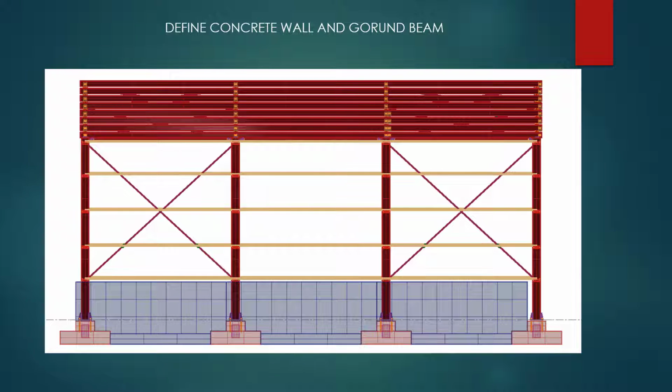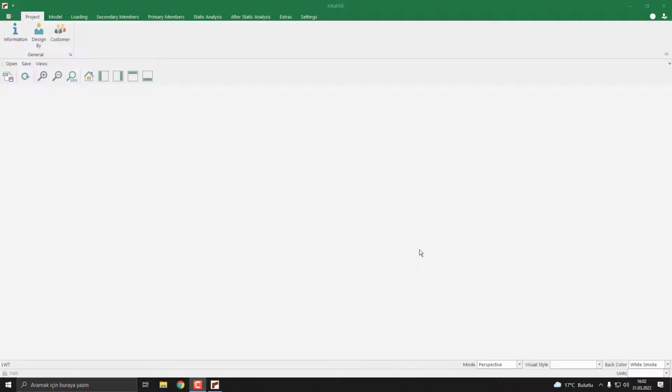Hello everyone. Today we are going to learn how to define concrete wall and ground beam. In some cases, you want to make this kind of concrete wall to your buildings. For example, maybe you want to prevent a forklift crash to your side panels. So let's get started. Let's create a new model.